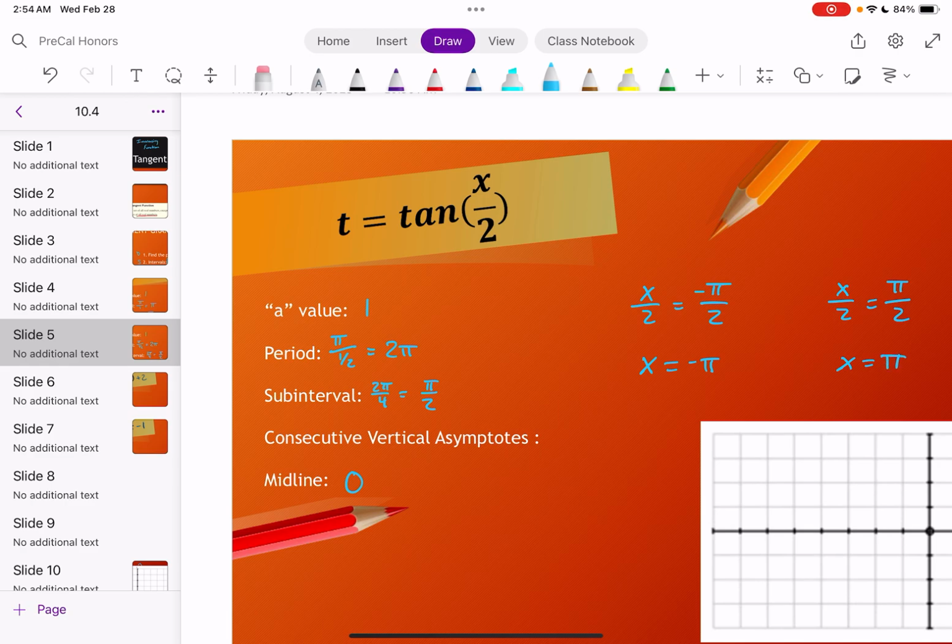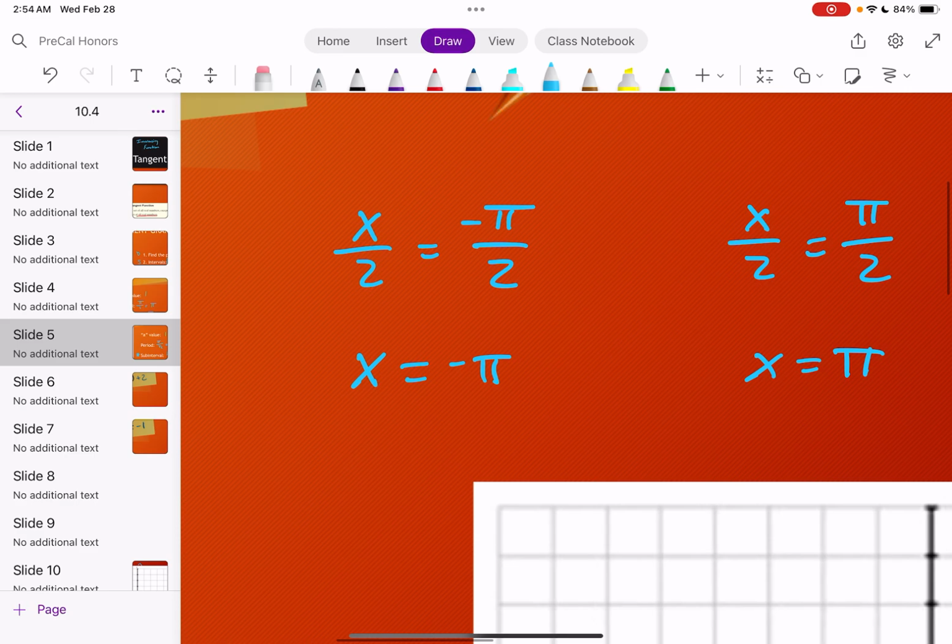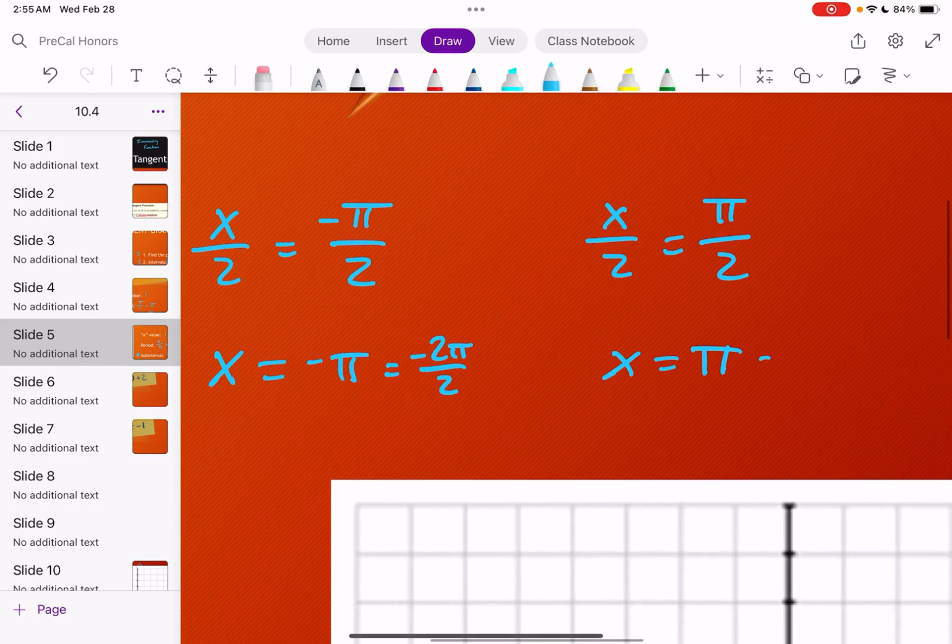Now keep in mind, we are still comparing our consecutive vertical asymptotes and our subintervals to make sure that they have the same denominators. In this case, we're going to want to convert negative pi to have a denominator of 2, which would give us a negative 2 pi over 2 and a positive 2 pi over 2.